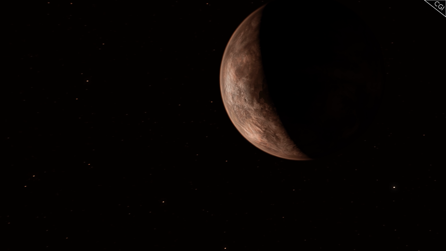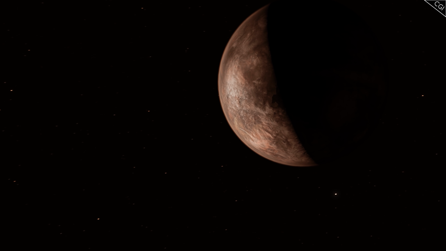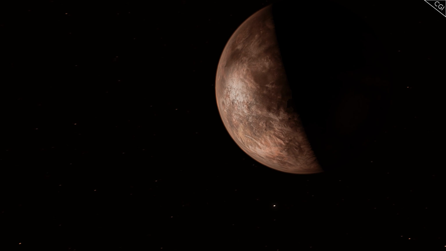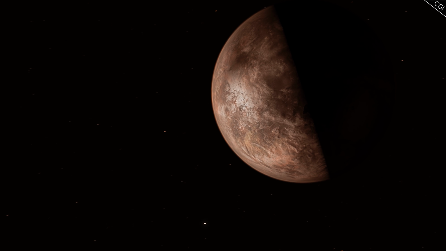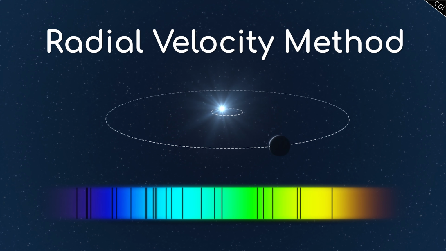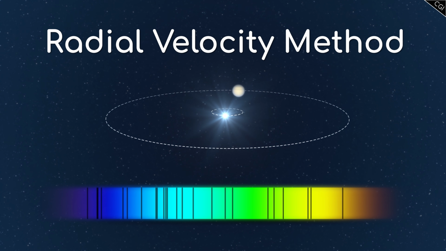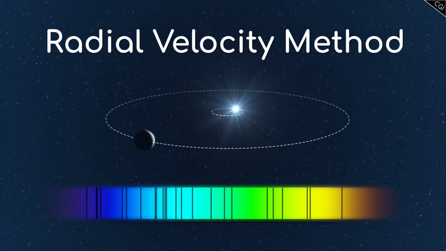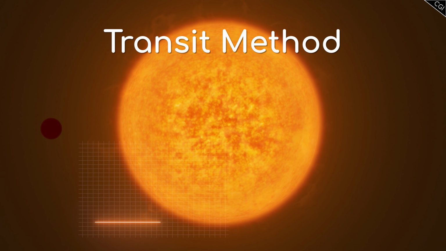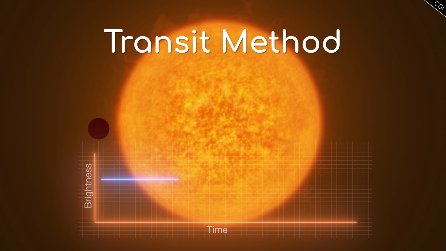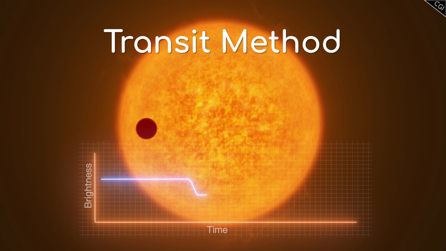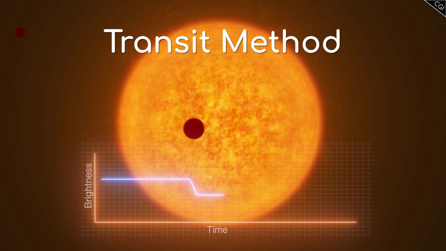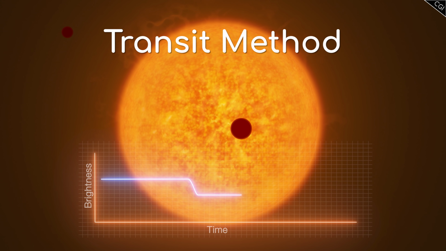On this channel we have explored various exoplanet hunting techniques in the past, mainly the radial velocity method and the transit method. The radial velocity method measures the wobble of a star caused by the gravity of orbiting exoplanets. The transit method measures the brightness of a star over a long period of time, looking for dips in the star's brightness when an exoplanet passes in front of it.